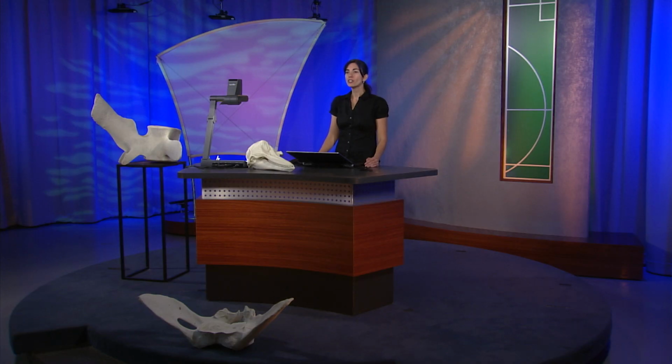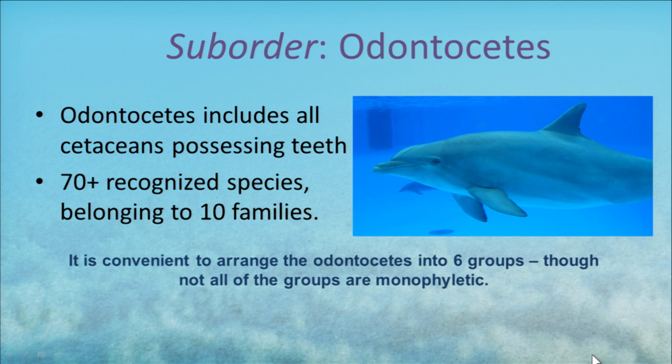The word Odontocete has the word dont, D-O-N-T, as a root, and dont means tooth. So all Odontocetes have teeth, and this is what makes them distinct from the Mysticetes, which have baleen. There are over 70 recognized species, and currently they are grouped into 10 families.